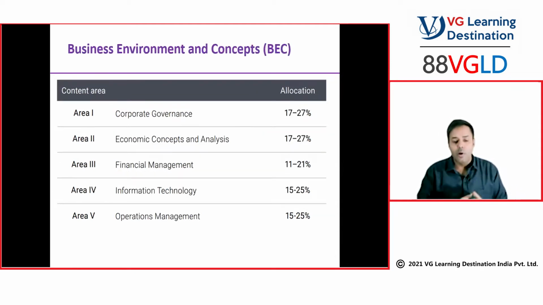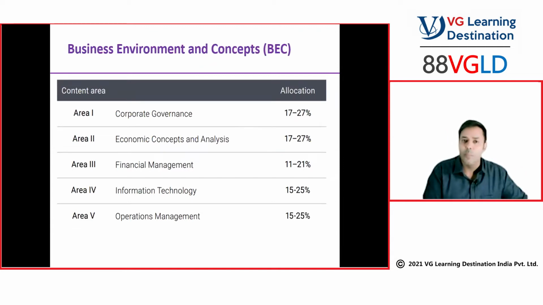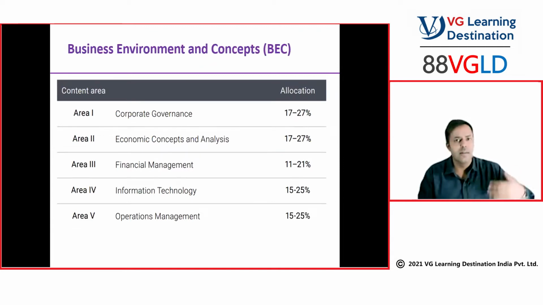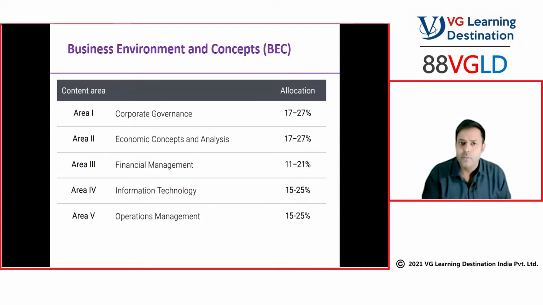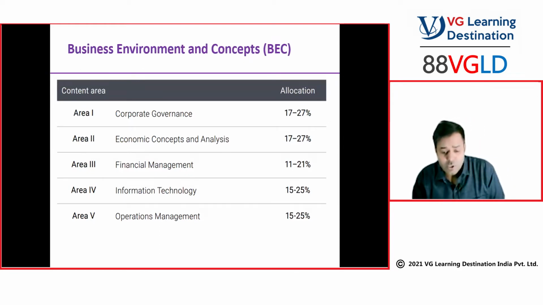BEC is going to be more about corporate governance. It's going to be internal controls. Then it's going to be economic concepts: demand, supply, markets. All of it would be there in the economics. Then we have financial management, a typical, very simple concept of financial management. Then we have IT, information technology. And lastly, we have operations management, which is costing, FP&A, budgeting. All of it will be part of the BEC itself.